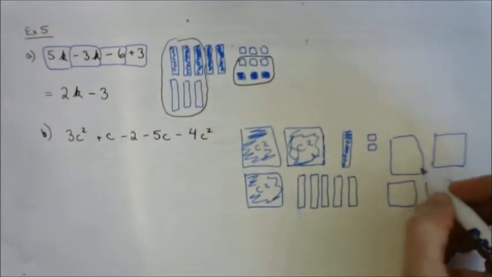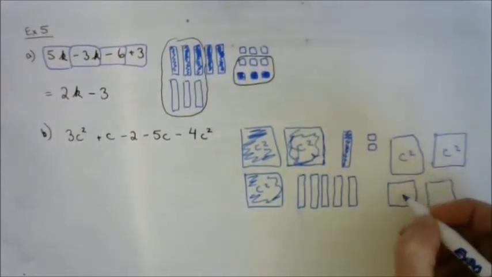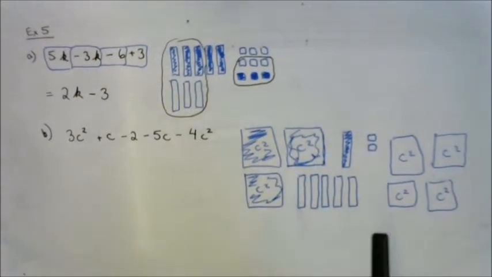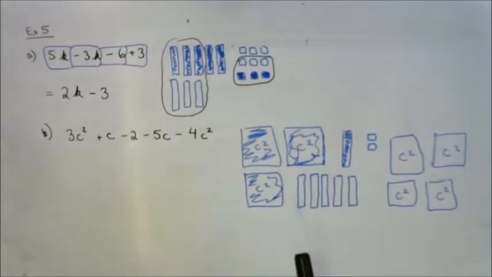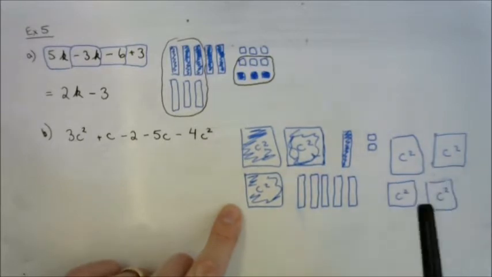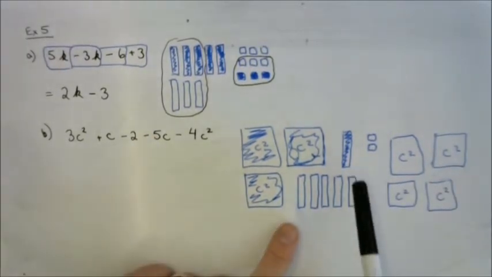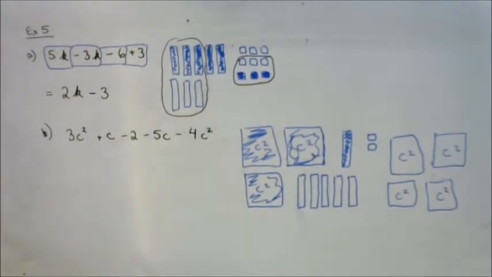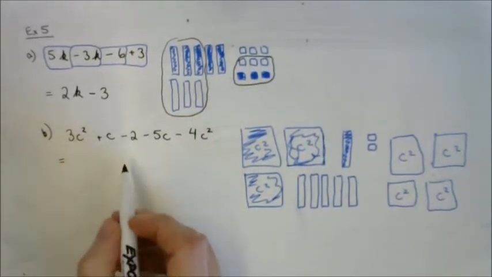In a perfect world, all of my tiles would be properly proportioned. Now when we draw it out, this is why it's nice to use the physical algebra tiles. When we draw it out, it looks like a big mess. But what we really like to do is rearrange it so that all of the c squareds are next to each other and we can easily cancel out. And all of the c's are close to each other and we can easily cancel out. We could redraw this whole thing with all of these guys over here. But instead, I'm just going to show you how to do it algebraically.